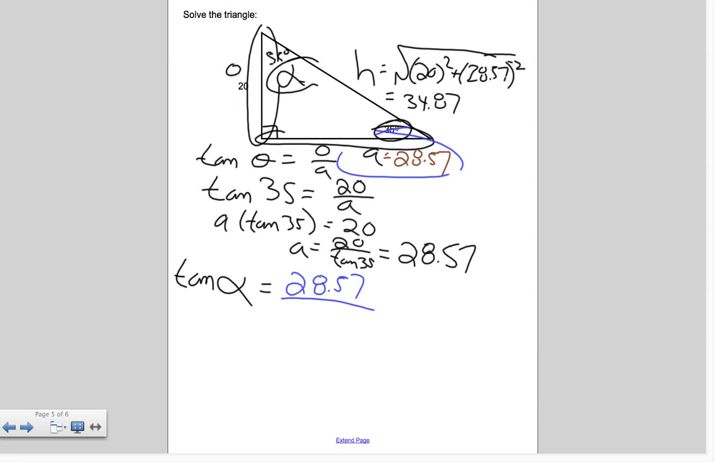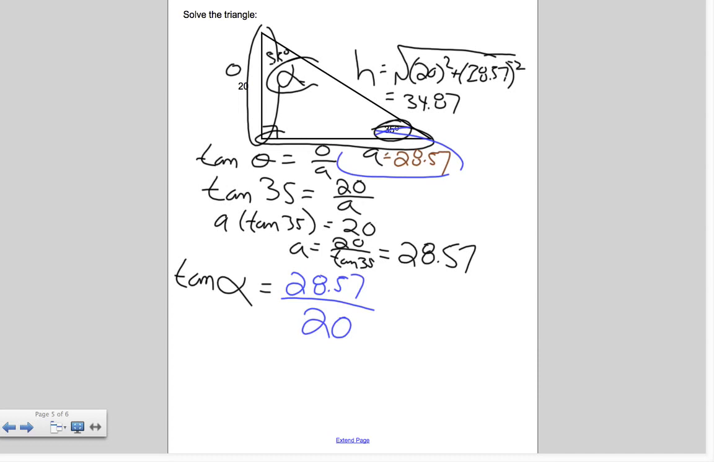And what's the side that's adjacent to it? That's the hypotenuse, we're going to keep it as a special name, hypotenuse. So we're left with the other 2 sides. So it's a 20. Take 28.57, divide by 20, and take the inverse tan of that.